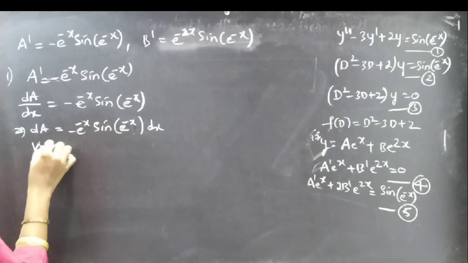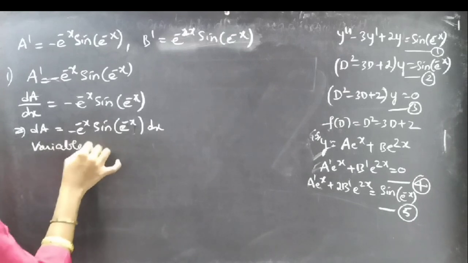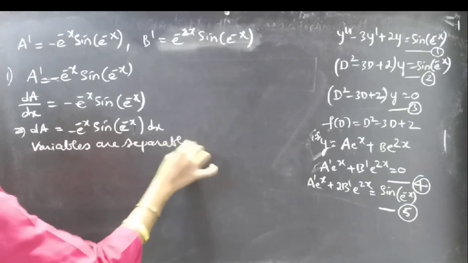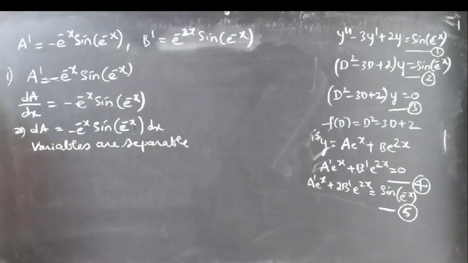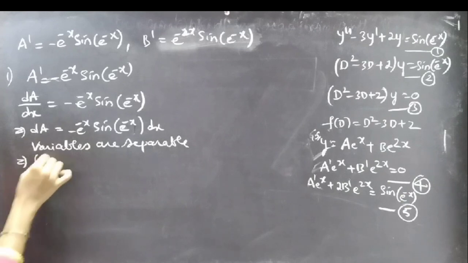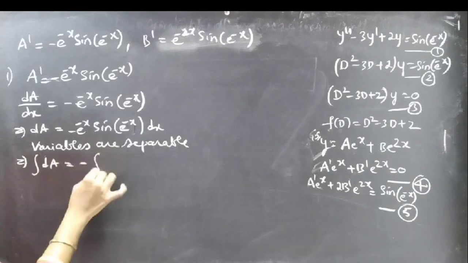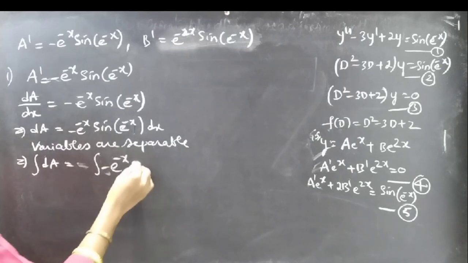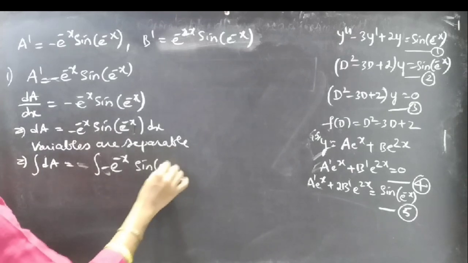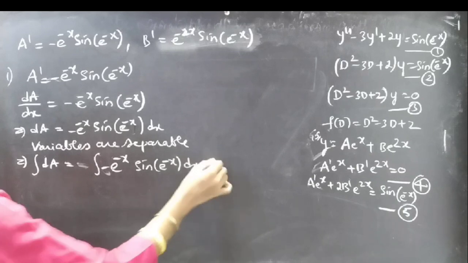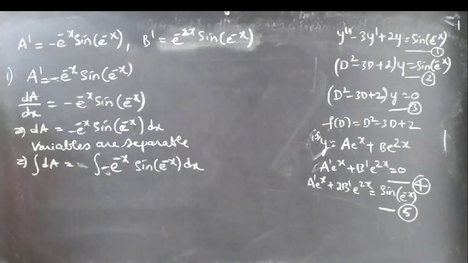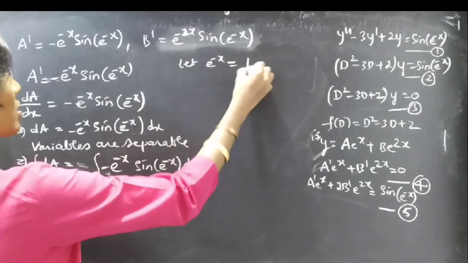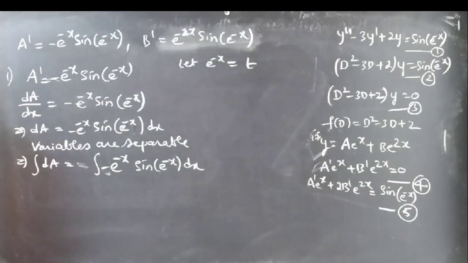Here the variables are separable, so we can perform integration. We'll get integral dA equal to integral of minus e power minus x into sine of e power minus x into dx. Right? Let e power minus x equal to some t.